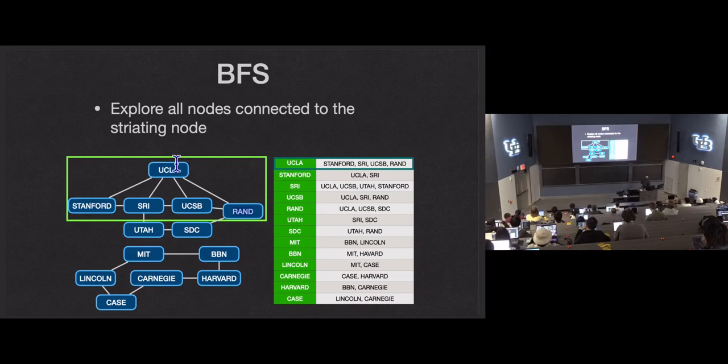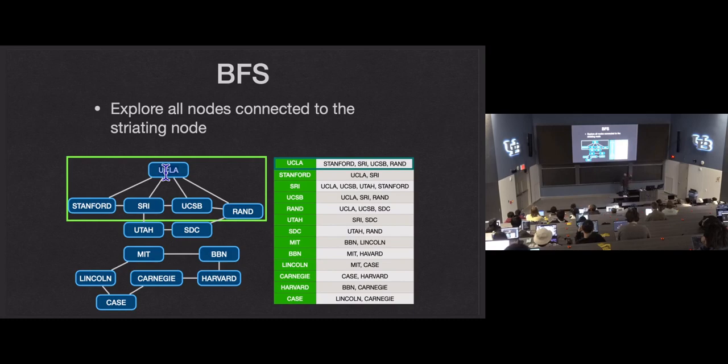Then we're done. So we're done visiting the neighbors of UCLA. So we go back to our queue. We go to our queue, and just assuming that we added them in this order, we're going to go to Stanford, dequeue it, and explore all of its neighbors. So we're going to say, hey, Stanford, who are your neighbors? UCLA and SRI. We're going to ask our adjacency list, who are your neighbors? UCLA and SRI, we're going to check UCLA, and we're going to see that it's already been explored.